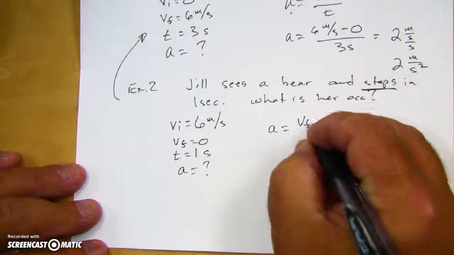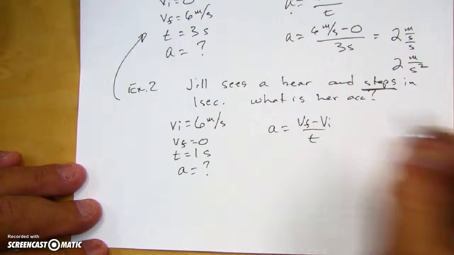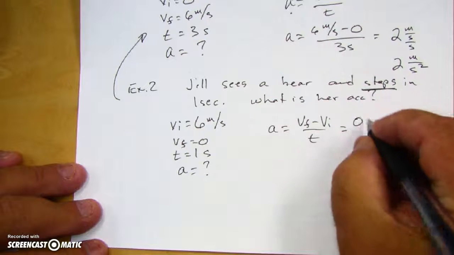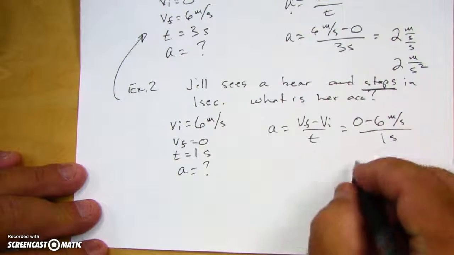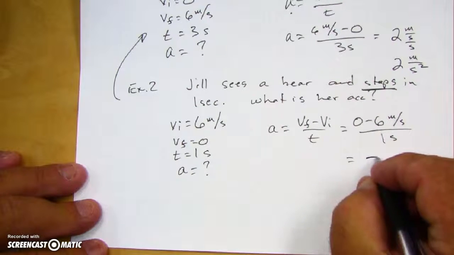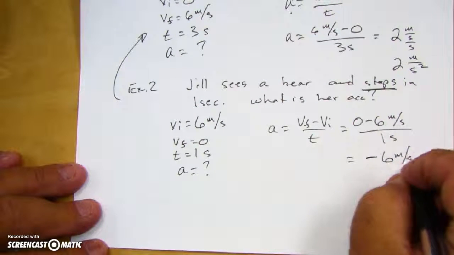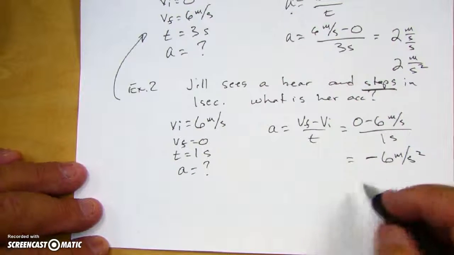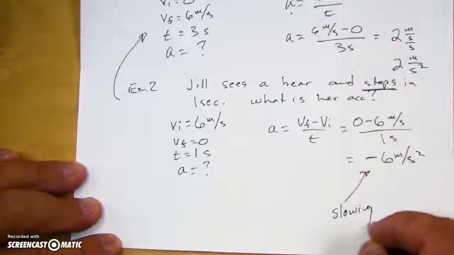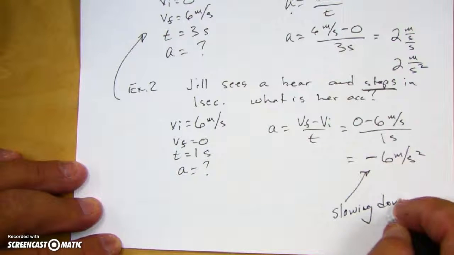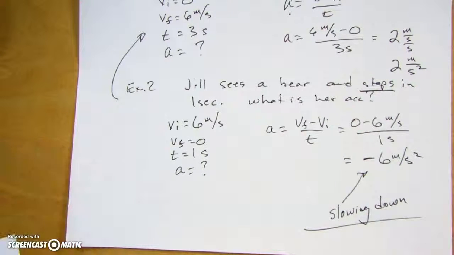A is equal to VF minus VI over T. Now I have 0 minus 6 meters per second divided by 1 second. That's negative 6 meters per second squared. That negative sign is important. It's telling you that she's slowing down. Cool. Hope this helped. We'll play with this stuff some more.